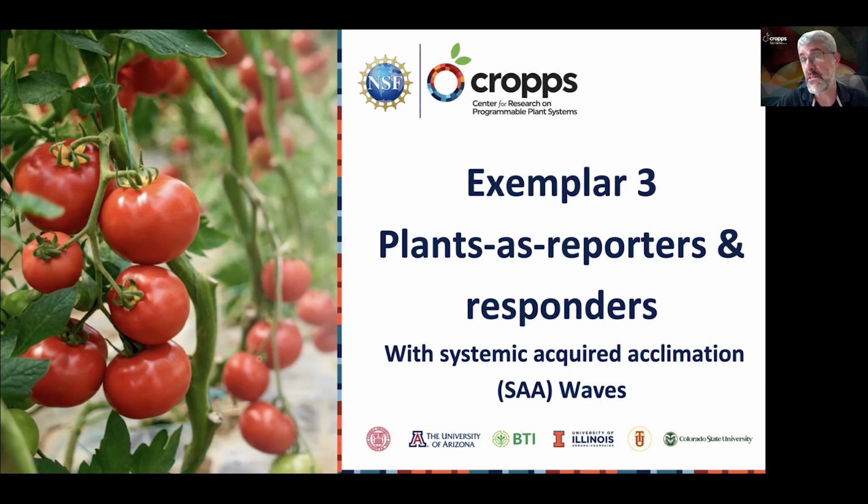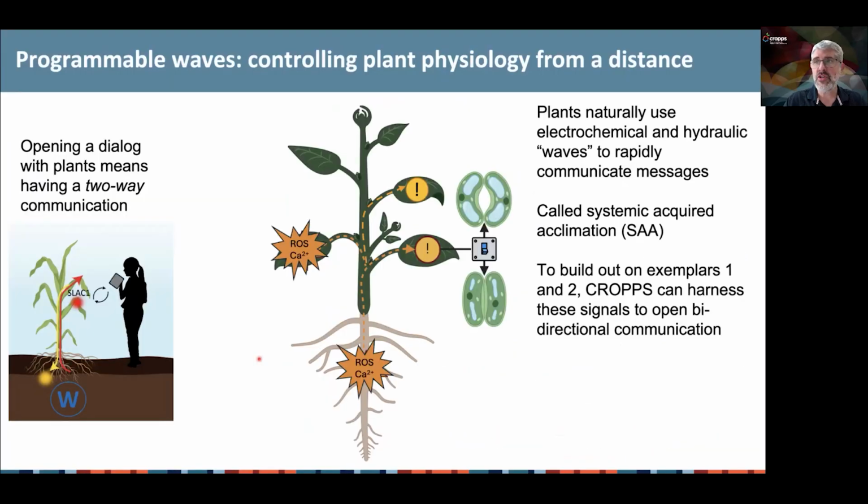Hello, I am Jesse Woodson, Associate Professor at the School of Plant Sciences at the University of Arizona, and I'm going to be telling you about Exemplar 3, which builds on Exemplars 1 and 2 by combining plants as reporters and as responders using systemic acquired acclimation, or SAA signals. An original vision within CROPPS was to open a dialogue with plants, and to us that means having a two-way communication, that is, the plant speaking to us and us being able to speak to the plant.